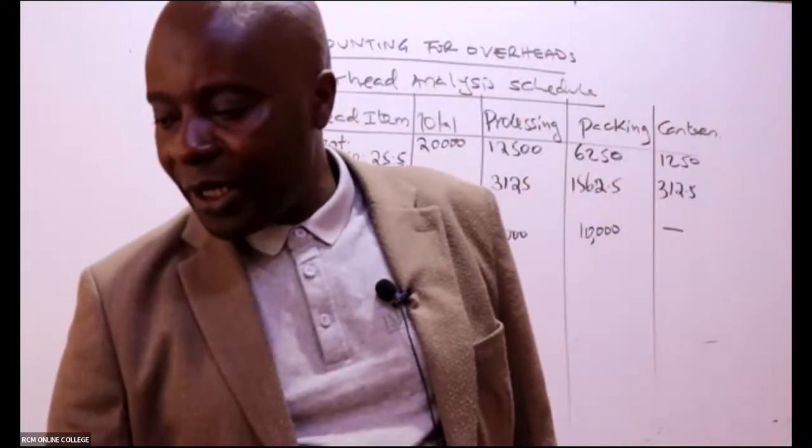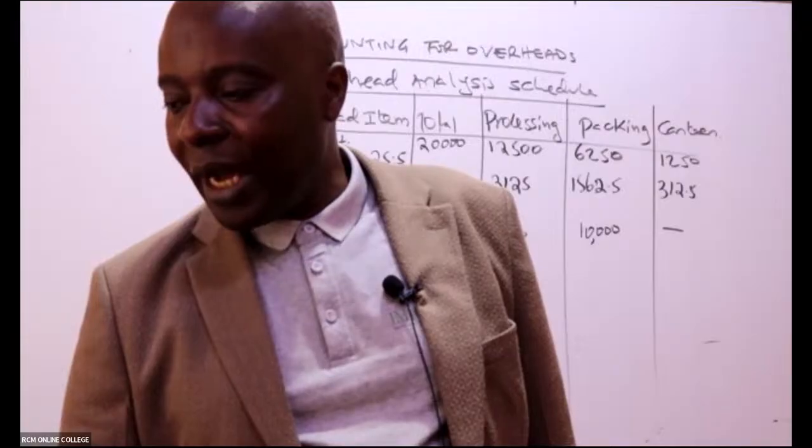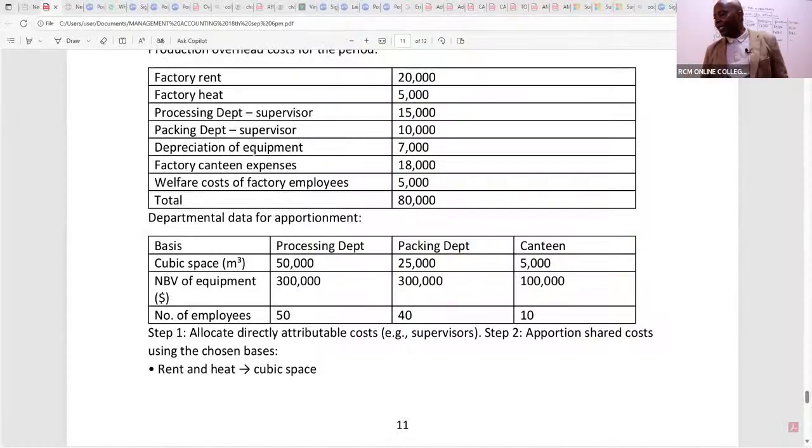So the next one here that they are talking about is called depreciation of equipment. Depreciation of equipment, ladies and gentlemen, please, I can see the figure is 7,000 and this is not allotted. So this one has to be apportioned.